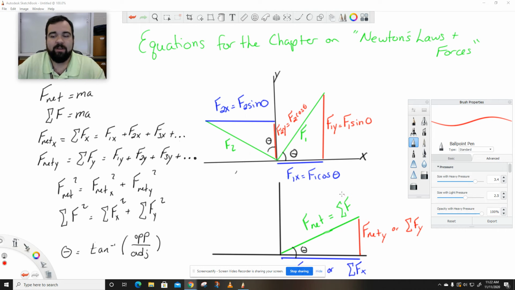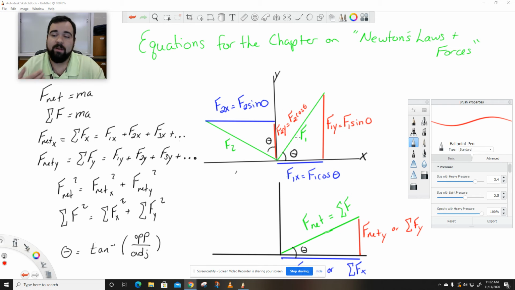So when you come down here and you're finding the angle for net force, pay attention to where your theta is going to be. In this case, opposite's y, adjacent's x. If we had theta measured off of the y-axis, that would flip. Okay? Now just a brief explanation just to remind you here.